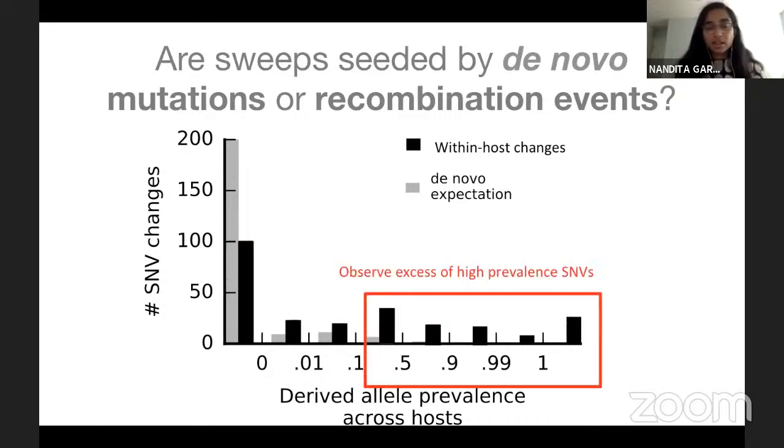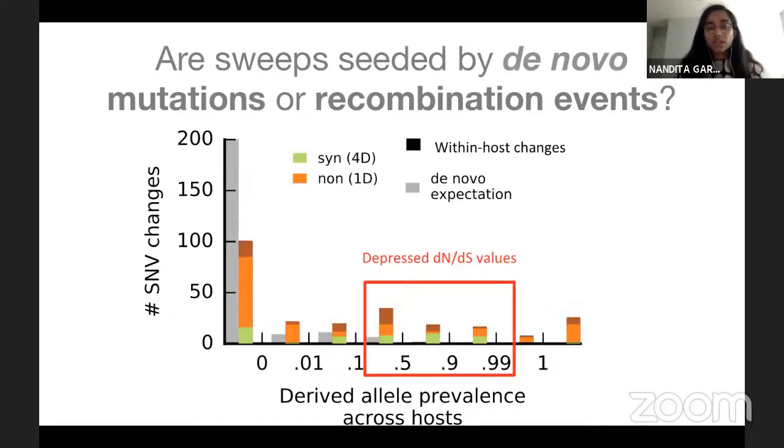And you can see that there's actually an excess of high prevalence SNPs changing within hosts, suggesting that these mutations were already pre-existing in the broader population. Now you might be wondering, could this be due to recurrent mutation potentially? The answer is unlikely, because we actually see depressed dN/dS values at these intermediate prevalences across hosts. So these two pieces of evidence suggest that the mutations have been lingering for some time in the population, for sufficient time for purifying selection to purge out deleterious variants, resulting in depressed dN/dS.